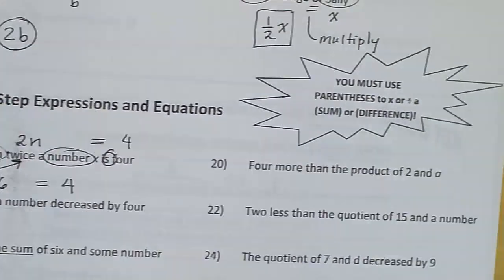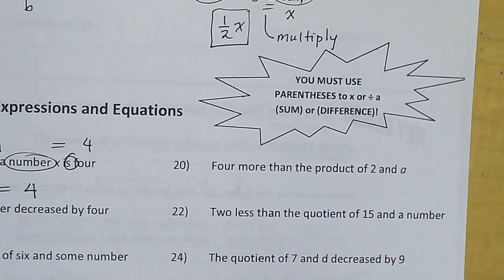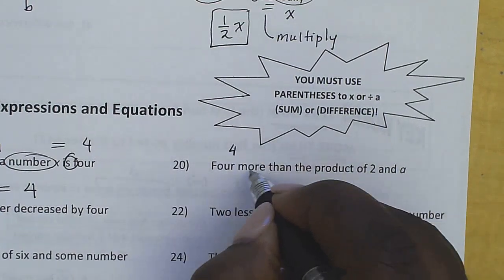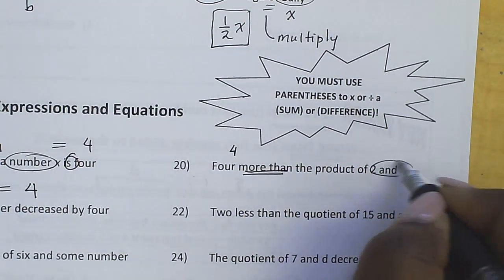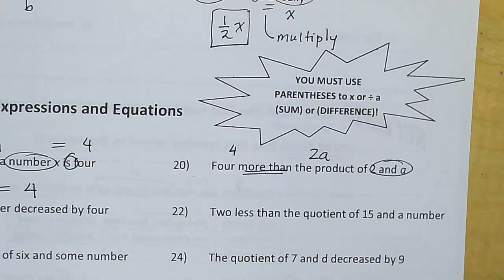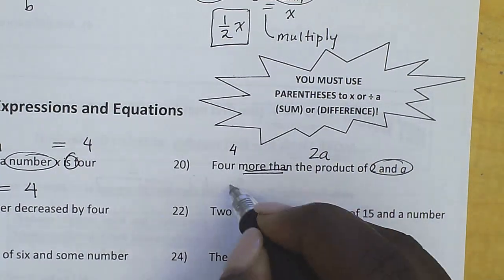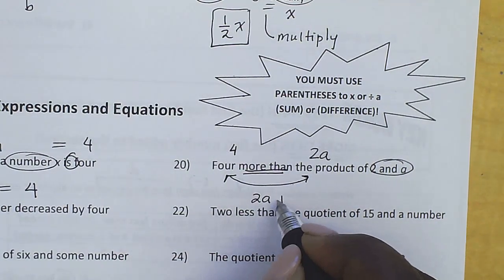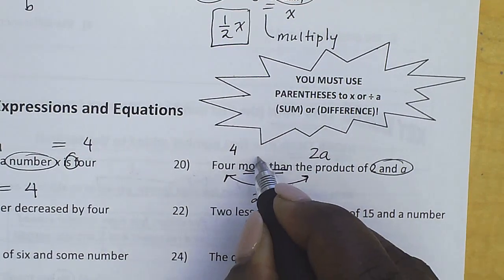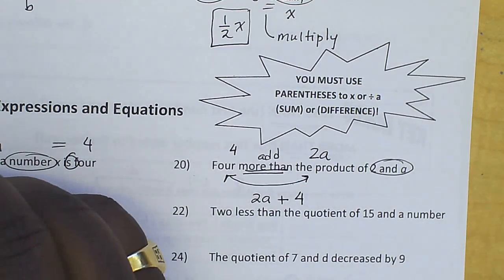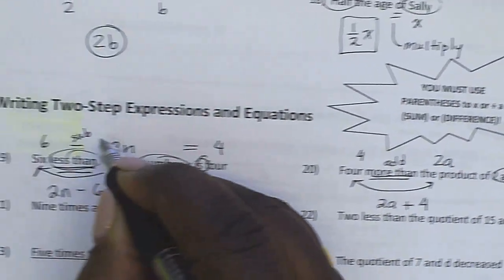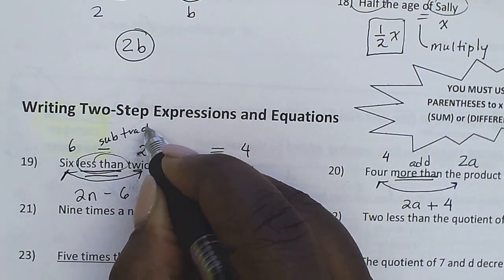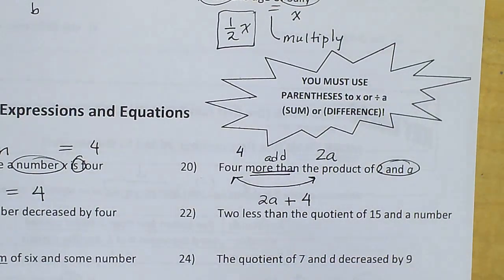All right, number 20. 4 more than the product of 2 and a. We don't have an is here, so we don't have an equal sign. So we have a switcheroo. 2 times a plus 4. More than means to add. Less than means to subtract.